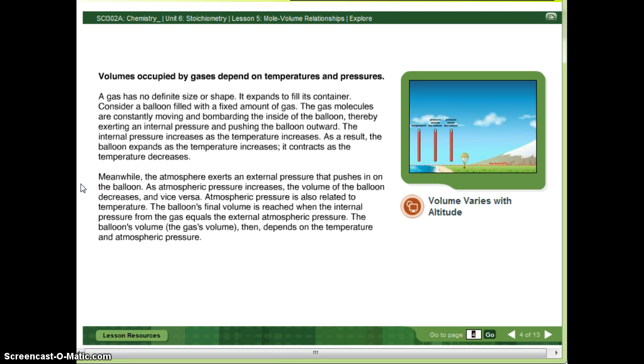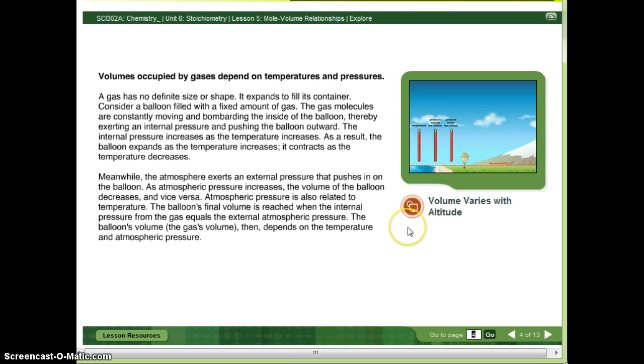Meanwhile, the atmosphere exerts an external pressure that pushes in on the balloon. As atmospheric pressure increases, the volume of the balloon decreases and vice versa. Atmospheric pressure is also related to temperature. The balloon's final volume is reached when the internal pressure from the gas equals the external atmospheric pressure. The balloon's volume, the gas's volume, then depends on the temperature and atmospheric pressure.